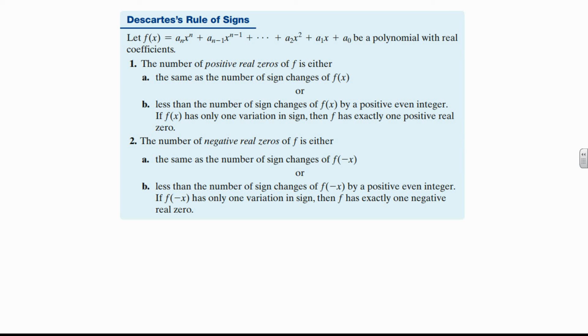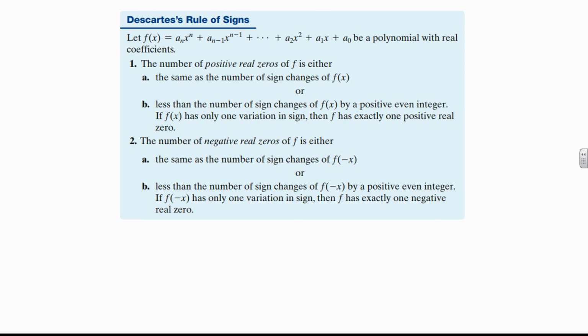He says that the number of positive real zeros of f is either the same as the number of sign changes, and I'll show you an example of that, of the function, or less than the number of sign changes of f of x by a positive even integer. So part B, that first sentence in part B means this. Say, for example, in part A, if we got the number of sign changes is 3. And then he says, or less than the number of sign changes by a positive even integer.